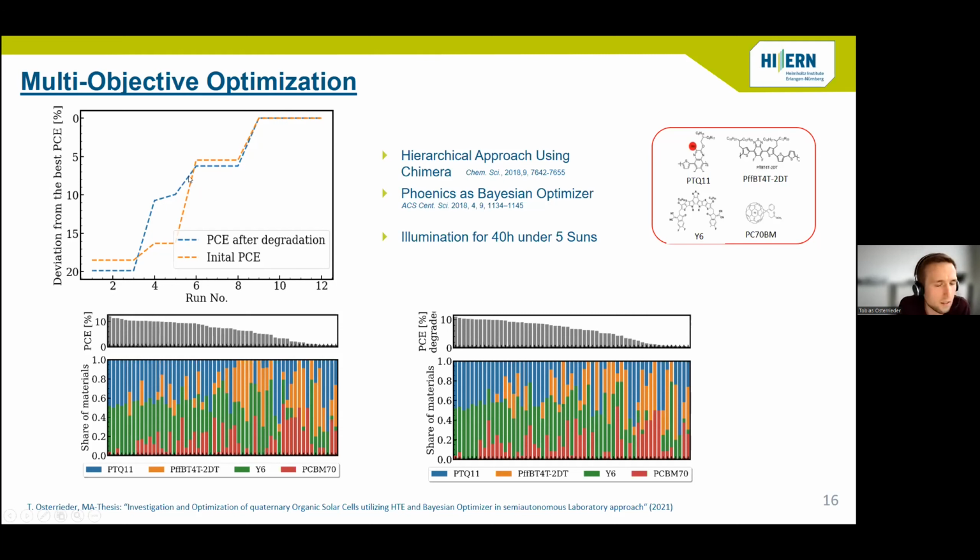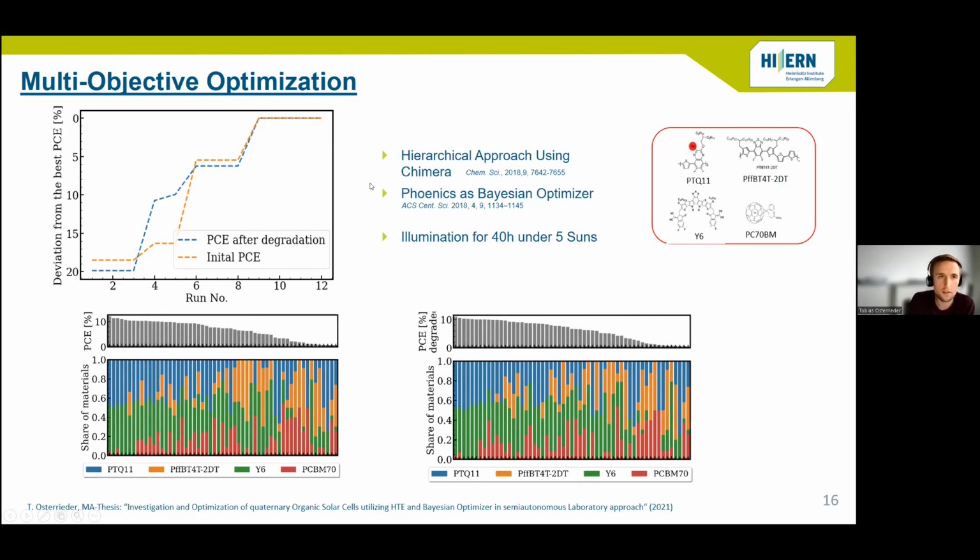But also you can see here that around run 4 and 5, the optimizer found some cells that had quite a good stability, but the efficiency of the cells wasn't that good. So it tries to improve that further, and after 9 runs, it found here the best cell, which is a PTQ10 Y6 cell with a little bit of PCBM. You can see here on the left side, the cells are ordered by the initial PCE, and on the right side, the cells are ordered by the PCE after the degradation.